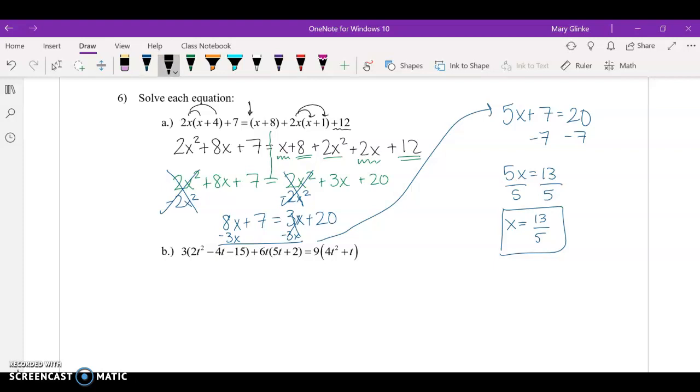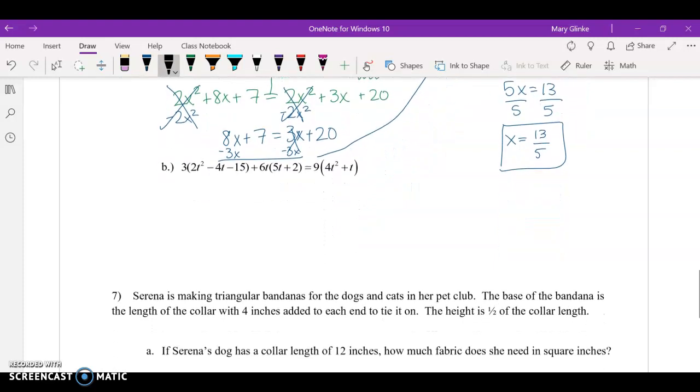So then for this next one, we're going to do the same idea. We're going to use the distributive property anywhere we see those parentheses. So we get 6t squared minus 12t minus 45. Now we're going to distribute the 6t here to get 30t squared plus 12t. And we're going to distribute the 9 here to get 36t squared plus 9t.